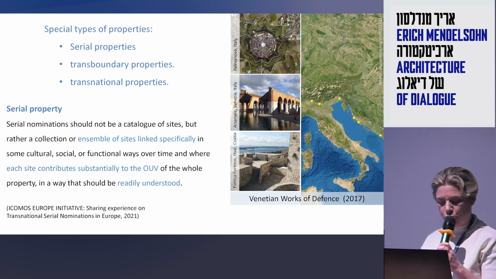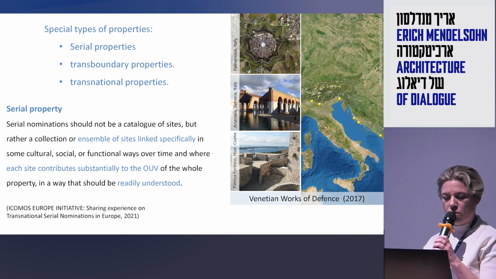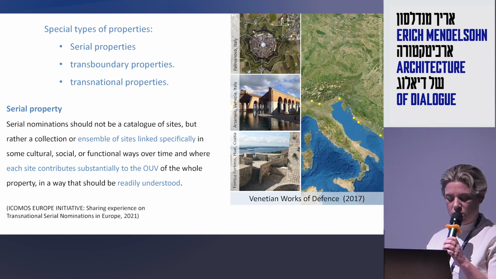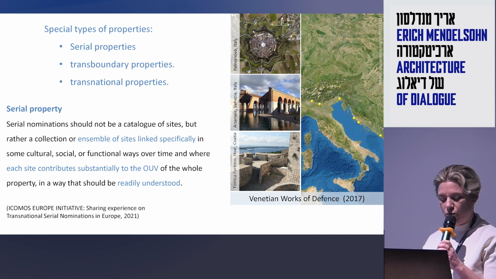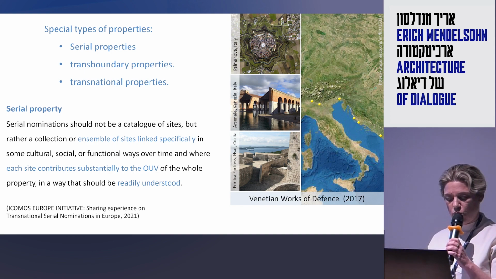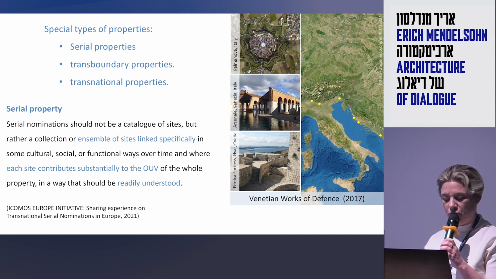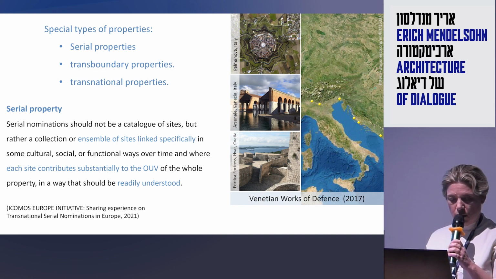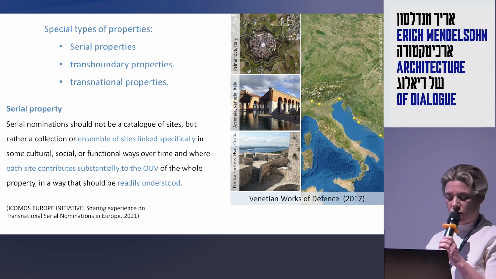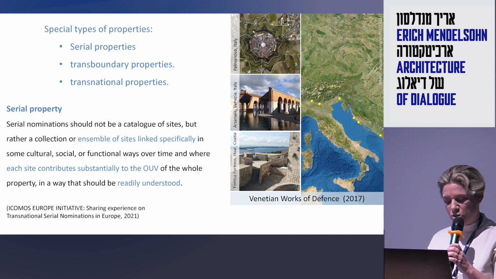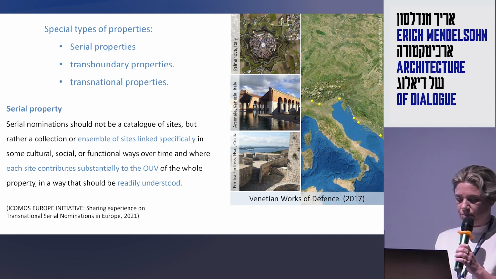When we speak of serial properties, they are a collection or ensemble of sites linked specifically in some cultural, social, or functional ways over time, and where each site contributes substantially to the OUV of the whole property in a way that should be readily understood. Meaning, serial properties are not a random accumulation of components, but a deliberate choice of heritage properties assigned together as part of a broader theme with collective unique qualities.